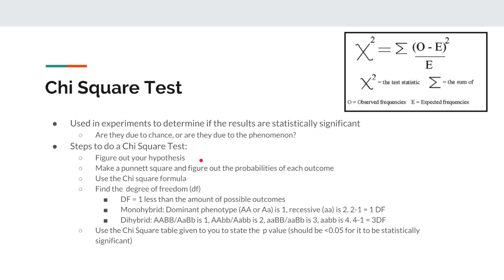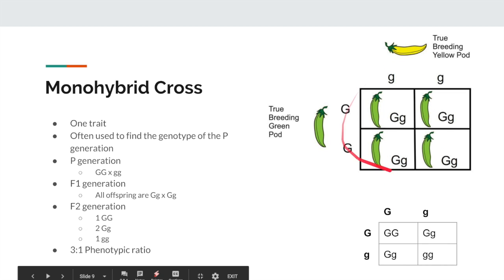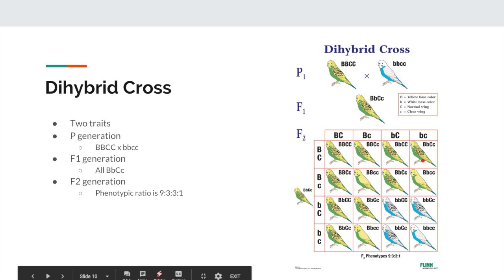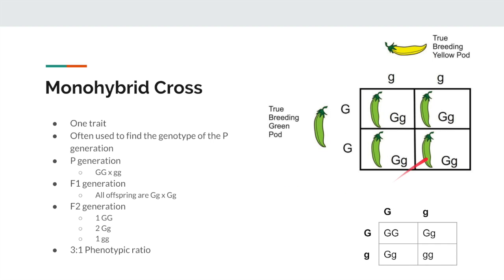And then the next step would be to make a Punnett square and figure out all the probabilities of each outcome. So that would be like this if it's a dihybrid cross, or like this if it's a monohybrid cross. And then your probabilities are basically just, in this case, 9 out of 16 for this one, 3 out of 16, 3 out of 16, 1 out of 16. Whereas for this one, you're going to have just out of 4.